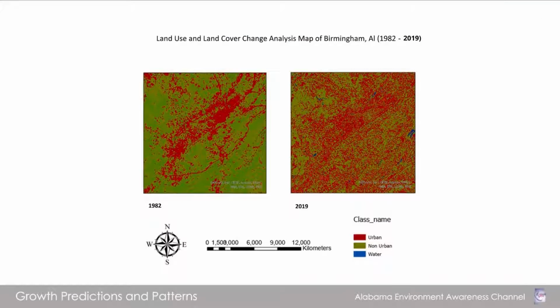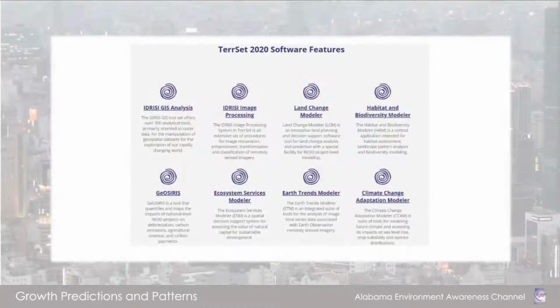We will begin by learning about the land use and land cover change detection for the 10 cities of Alabama with the time series change visualization. We will also learn about the Land Change Modeler of TerrSet software that was used for the future urban growth prediction for all of the 10 cities of Alabama.